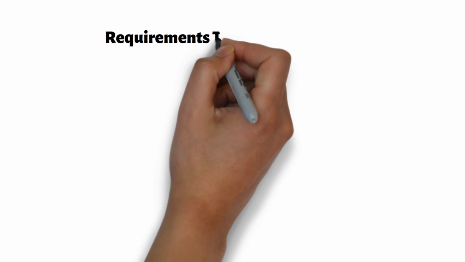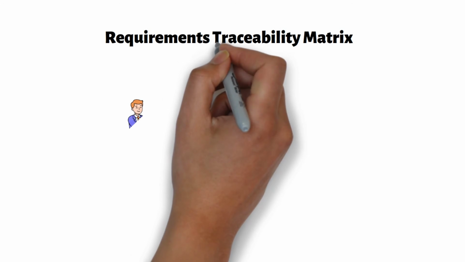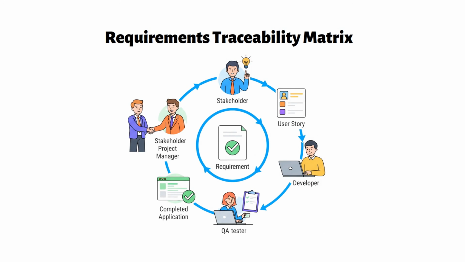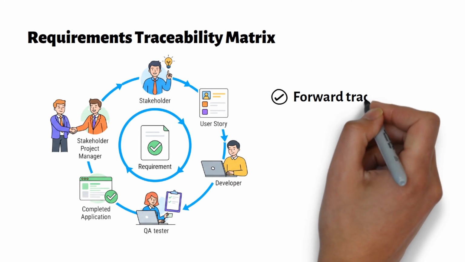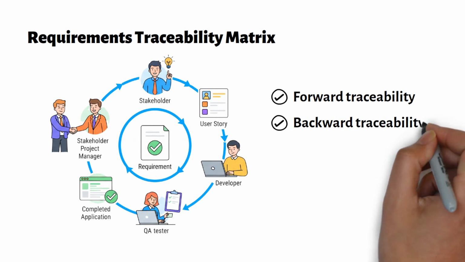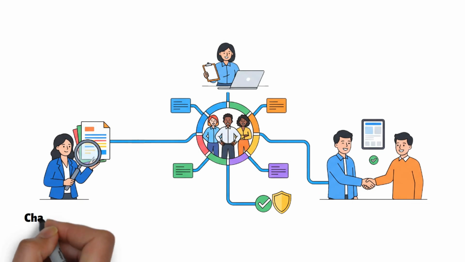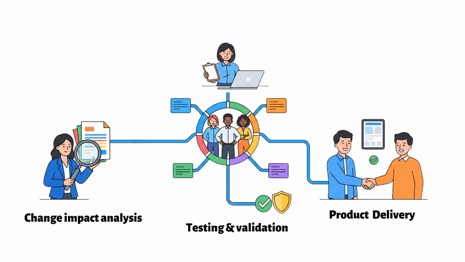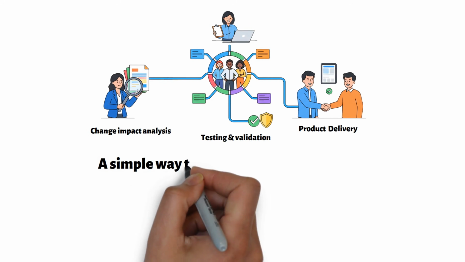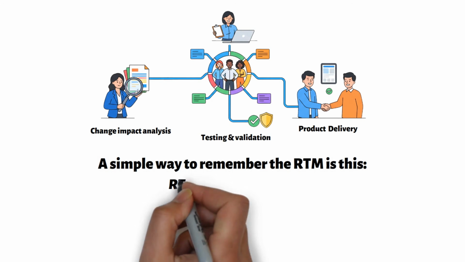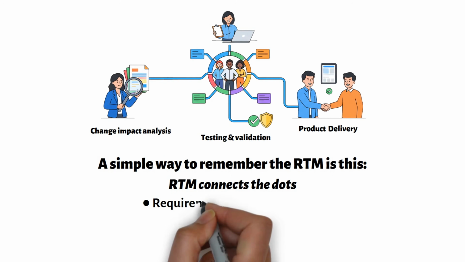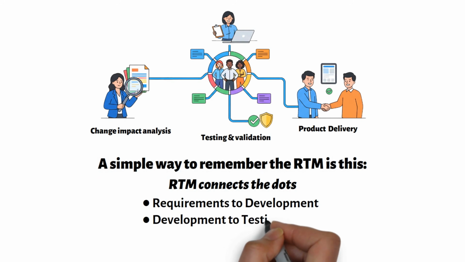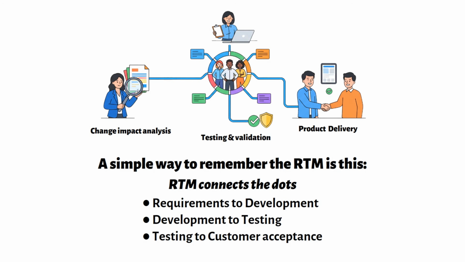Let's quickly recap what we've covered. A requirements traceability matrix connects every requirement throughout the project lifecycle. It supports forward traceability and backward traceability, preventing both missing work and scope creep. The RTM also supports change impact analysis, testing, and validation, giving the project team confidence that the right product is being delivered. A simple way to remember the RTM is this. It connects the dots. It connects requirements to development, development to testing, and testing to customer acceptance.